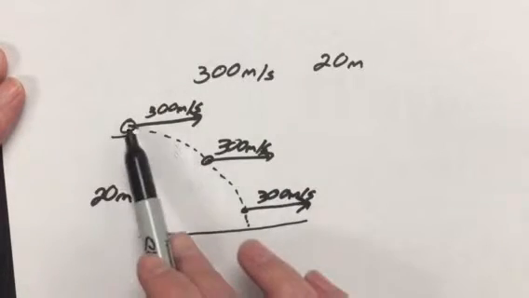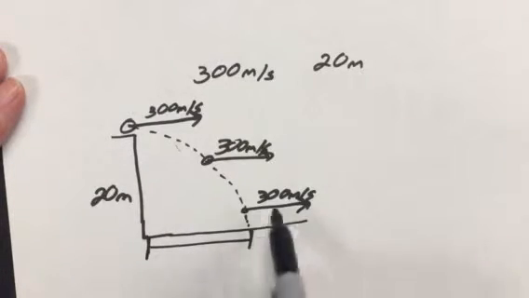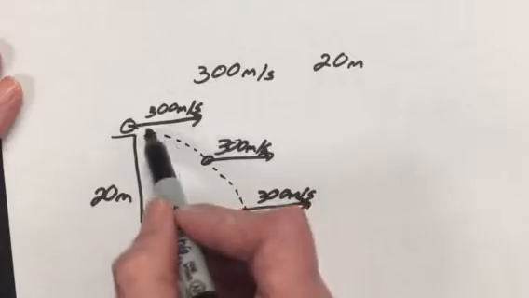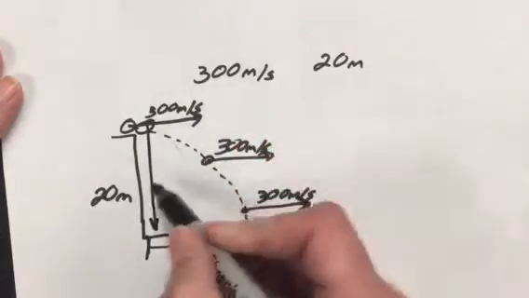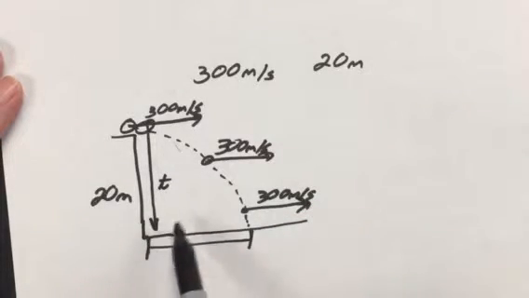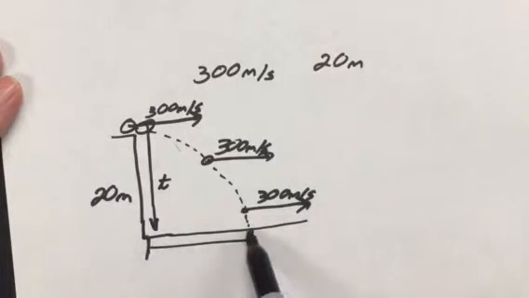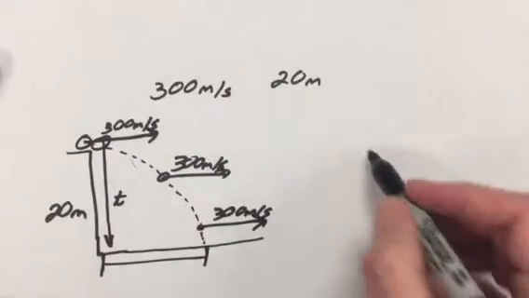So how far is this distance here? How far away from the base of the cliff or the building does it make it before it hits the ground? Well, the key to this problem is how long did it fall? Because if we get that time, then we will know how long it traveled downrange at this particular speed, and then we can calculate how far that is. That's not too terribly difficult.